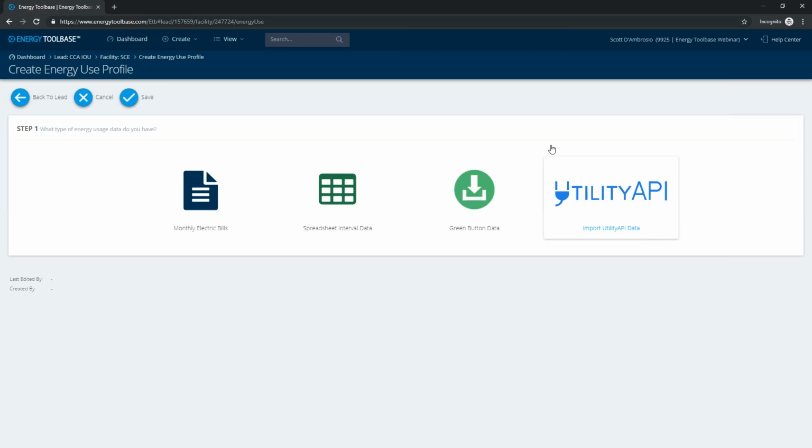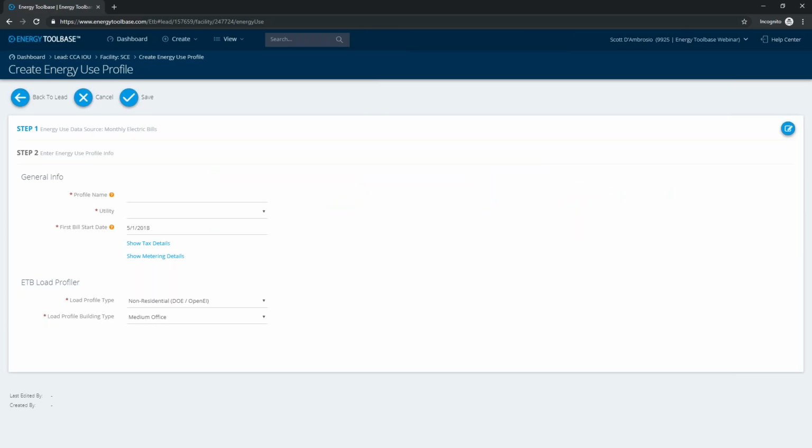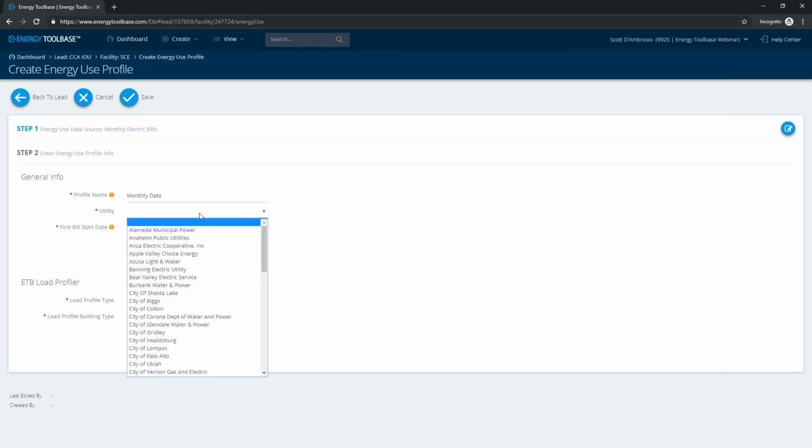For today's purposes, I am going to walk through monthly electric bills, and this represents transferring the information on the bill into Energy Toolbase. The first thing we're going to start off with is a profile name. I'm just going to call this monthly data. Underneath here, you're going to see a drop down of the utilities and CCAs. Jory did a great job talking about how you can roam our database through the back end. This is another way to roam our database, and it isolates the CCAs and utilities per state. It notes the address of the facility and only shows you those utilities and CCAs in that state.